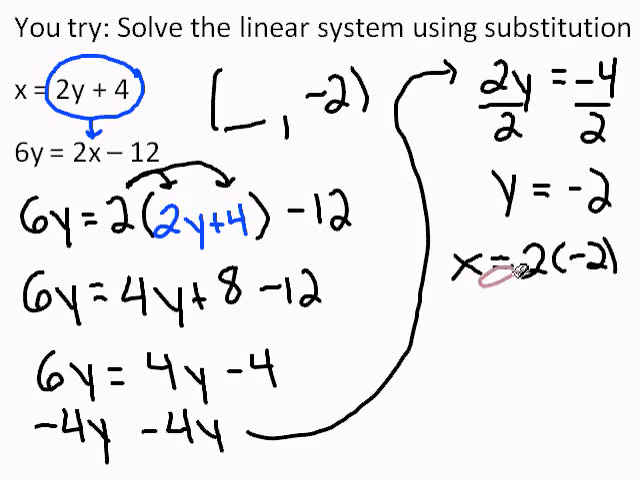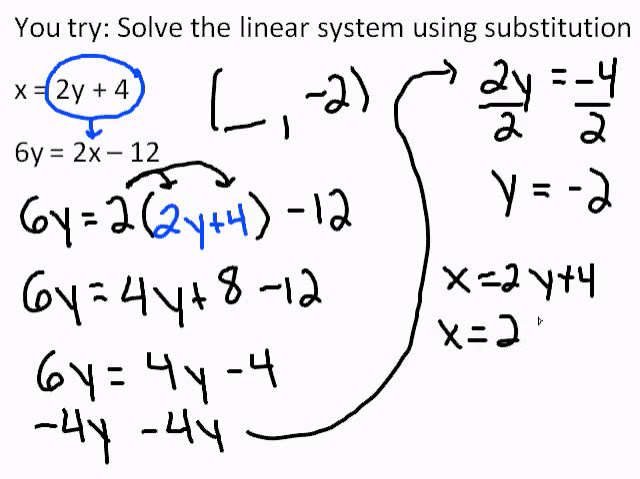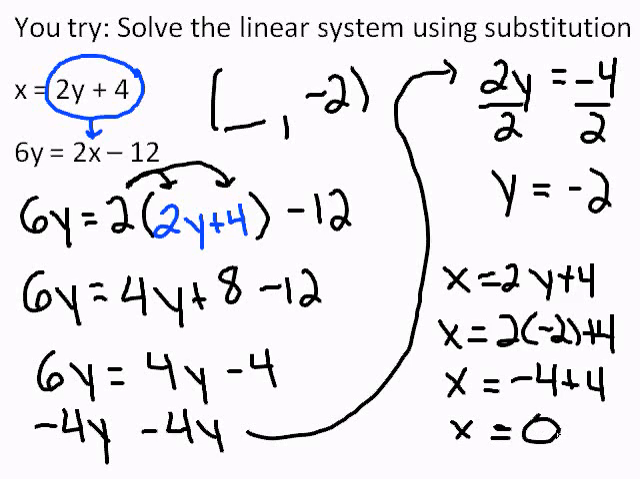We give you just a little bit more room to see the work written out. So we have again, x is equal to 2y plus 4. So x is equal to 2 times y, which is negative 2, plus 4. So x is equal to negative 4 plus 4, which means x is equal to 0. So our x value is 0 and our y value is negative 2.